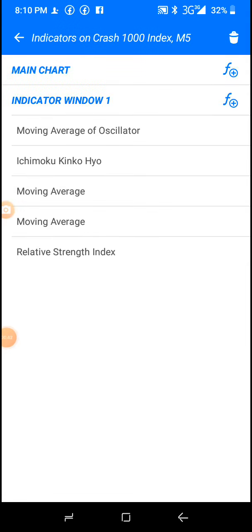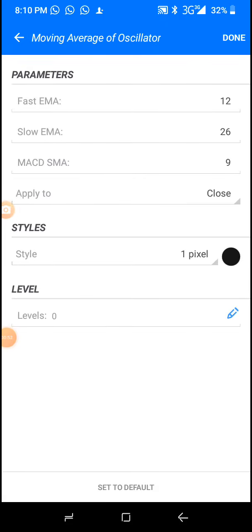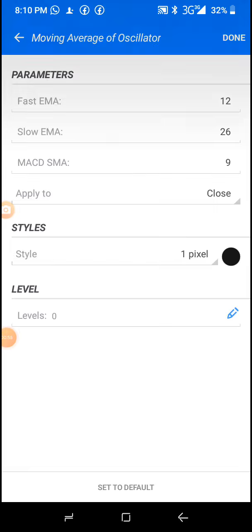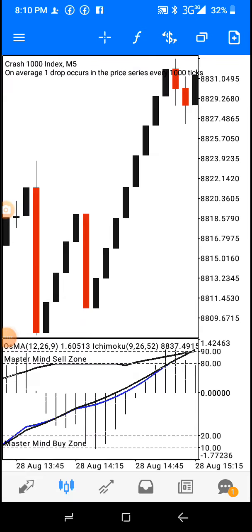are the moving average of oscillators, Ichimoku, moving average, and relative strength index. For the moving average oscillator, we have the fast EMA, which is 12, the slow EMA, which is 26, the MACD SMA, which is 9. Apply to close, style 1 pixel, level is 0, and then when you're done, you just click on done.